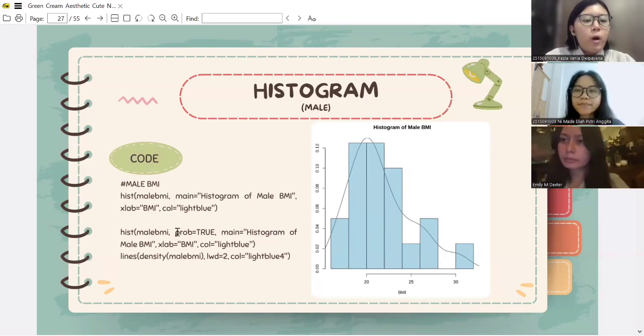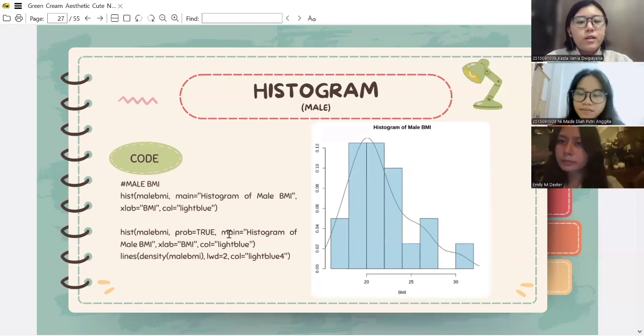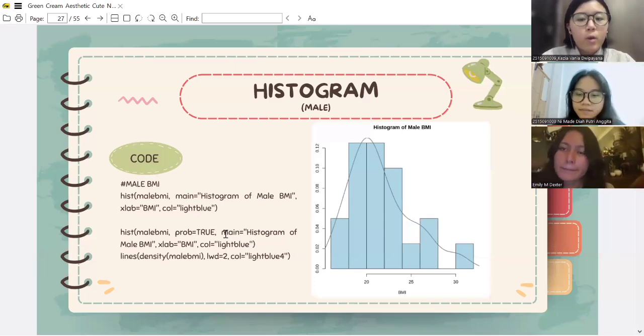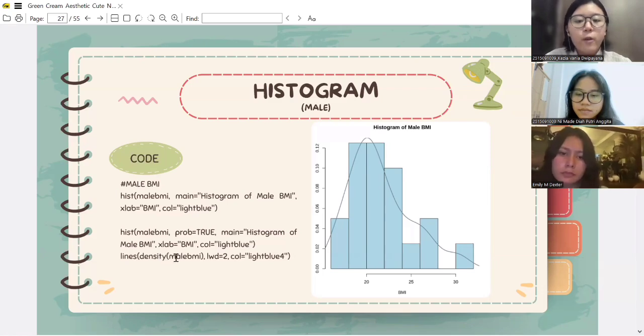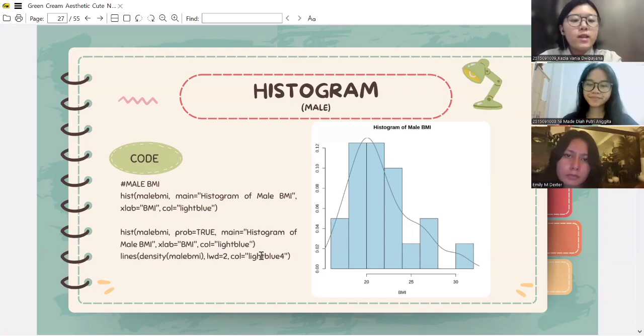Now, prop equals true tells R to plot probability densities instead of frequencies. And the lines function is used to add new lines to an existing plot, and the density function computes a smooth density curve estimated from the data distribution. Line width equals 2 with the color light blue 4.